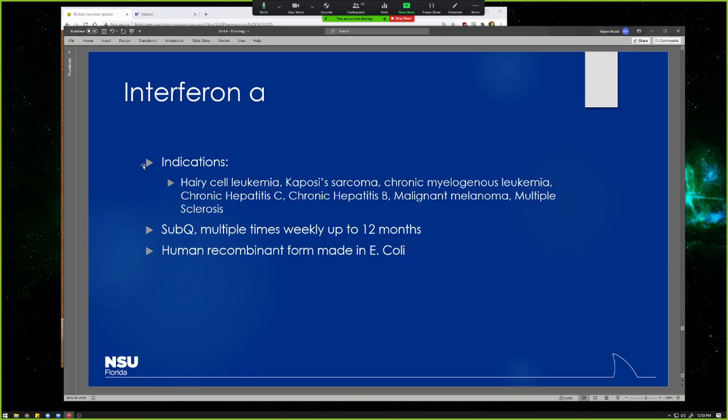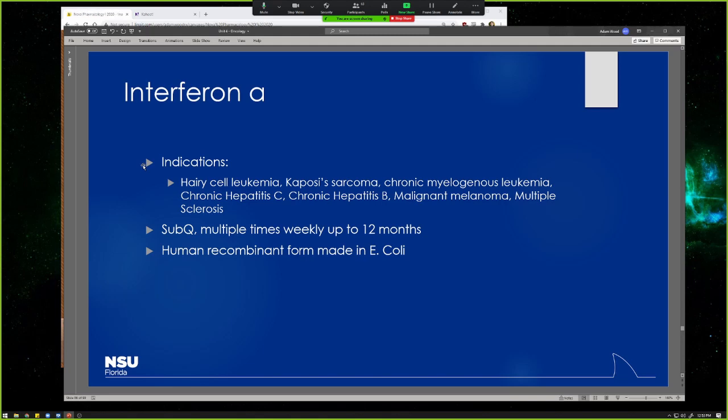You can see here it's used for a lot of things. Back in the day, before we had newer treatment for Hep C, this was one of the go-to drugs for that. You can also see it used for certain types of leukemia and Kaposi sarcoma, which you frequently see with more late-stage AIDS patients. And it's a protein, so it's a subcutaneous drug they have to administer multiple times a week, frequently at home by themselves. And you can see here it's recombinantly formed from E. coli.